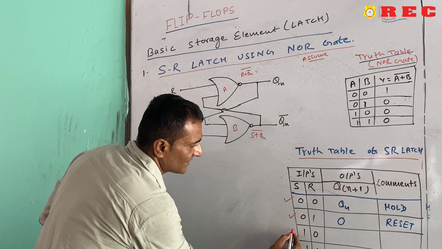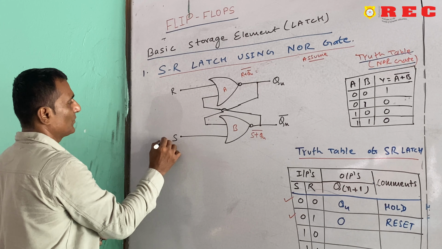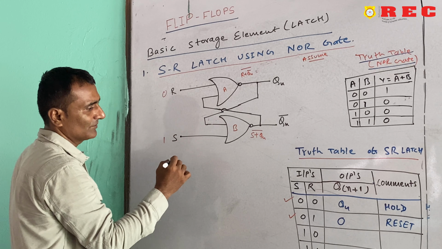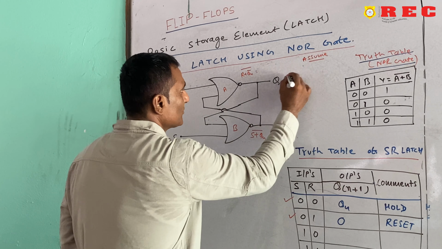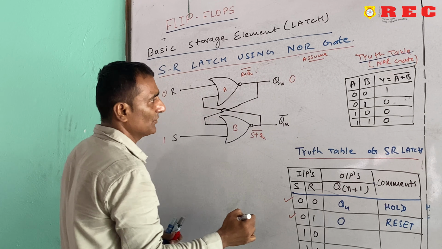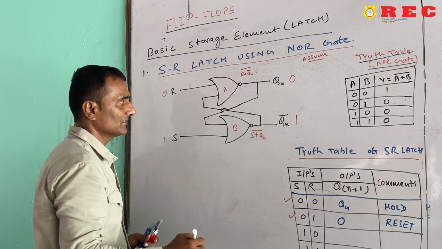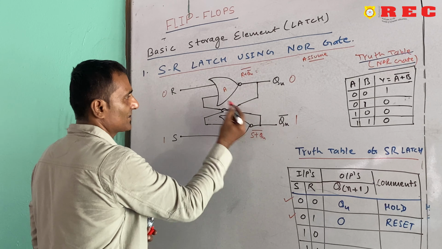Okay. Now, the third step, that is S equals 1, R is equal to 0, this is the third case, and suppose again we assume Qn is equal to 0 and Qn complement is equal to 1. What will happen? Let us see.